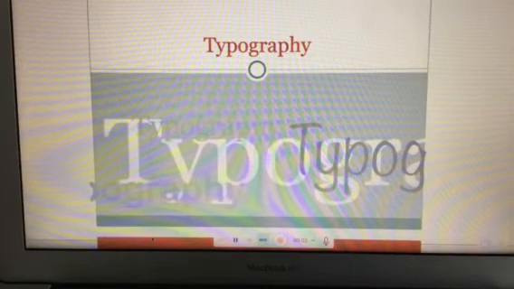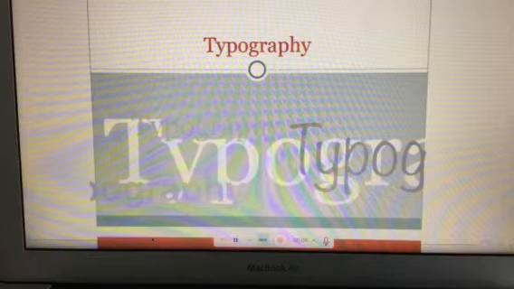Although you probably don't think much about it, typography is a very important element of design. Through this lesson, you will learn how to define typography and explore some of the technical aspects of the style.